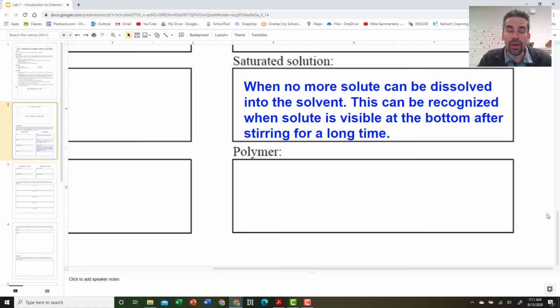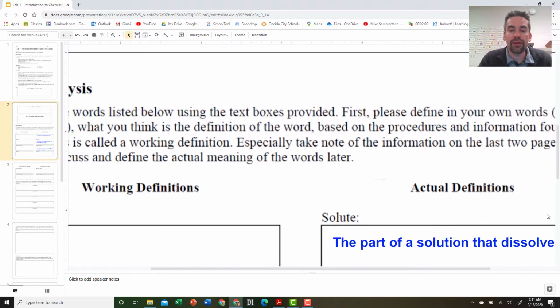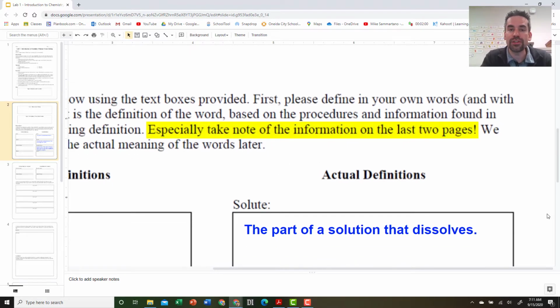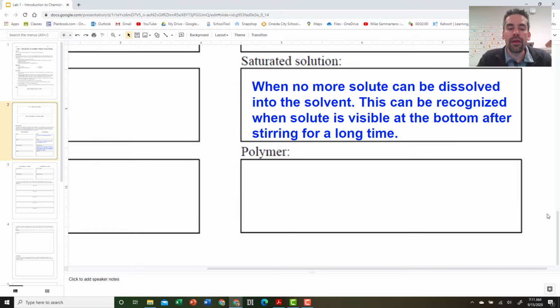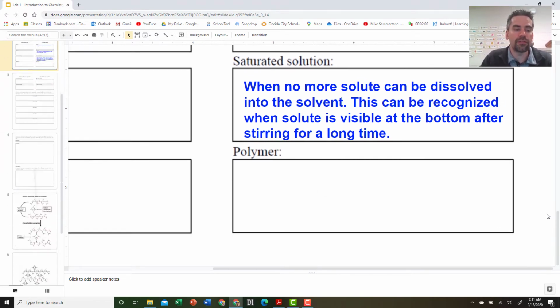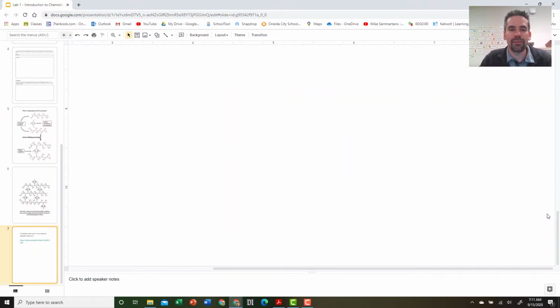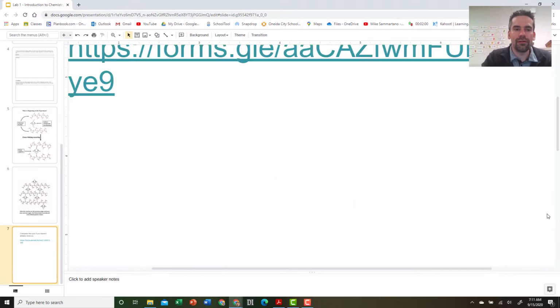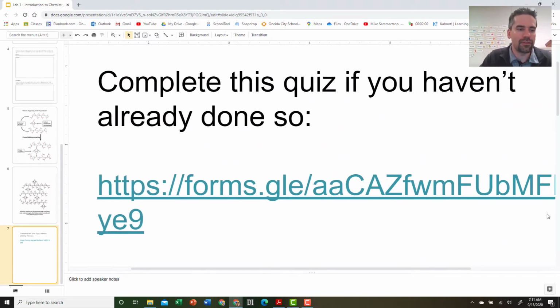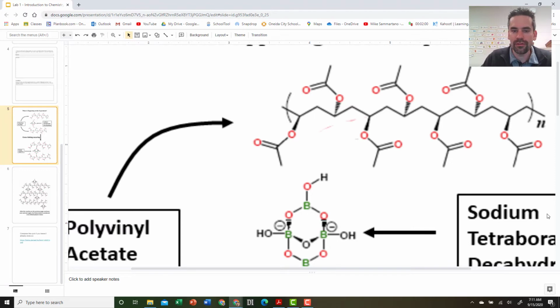So this word polymer, we've got to look at some context clues again. If you were reading the procedure or the information at the top carefully, it says especially take note of the information on the last 2 pages of this lab. So let's go look at the last 2 pages. It's actually not the last 2 pages because I put a link to the quiz on the last page, so it's the second to last 2 pages.